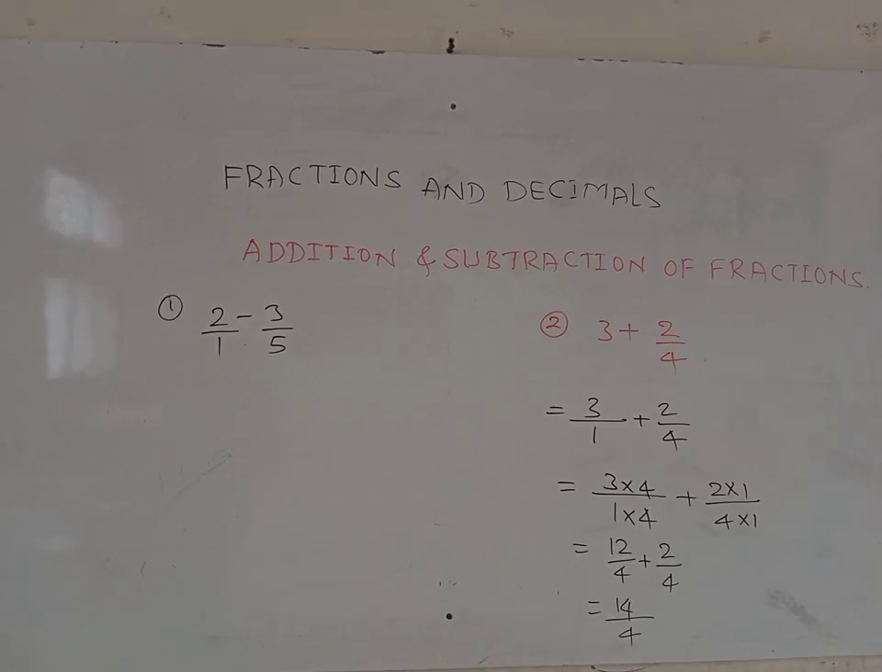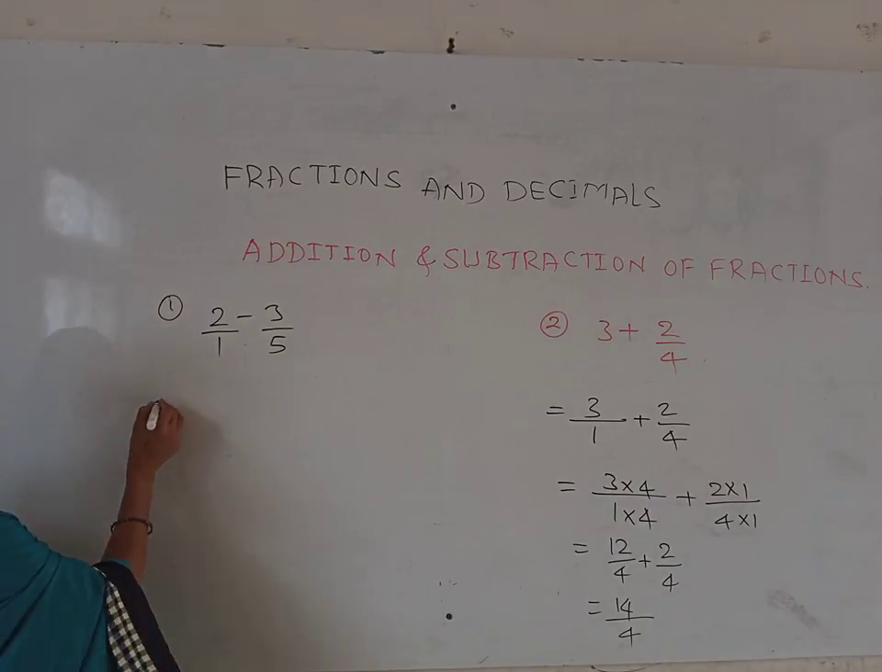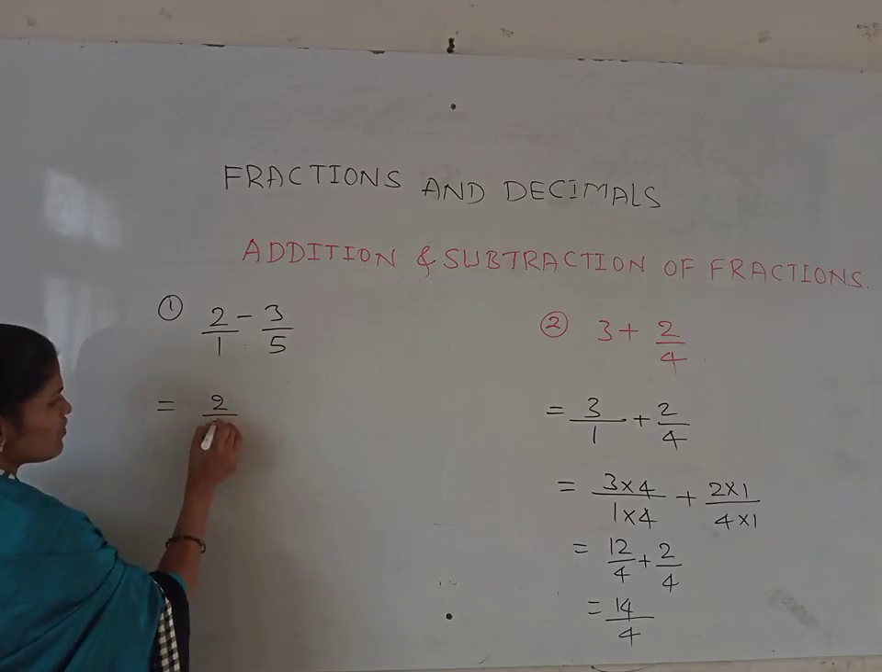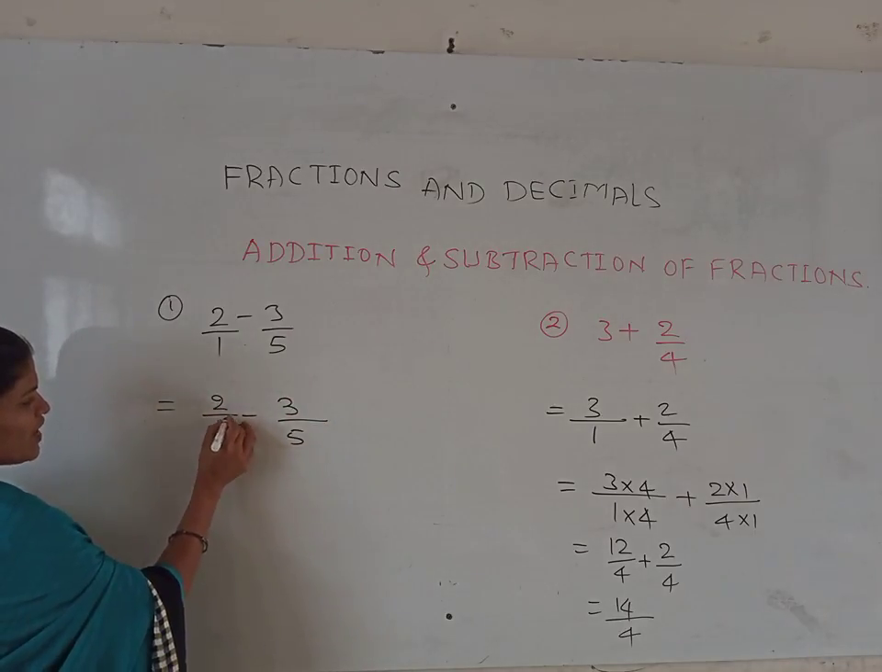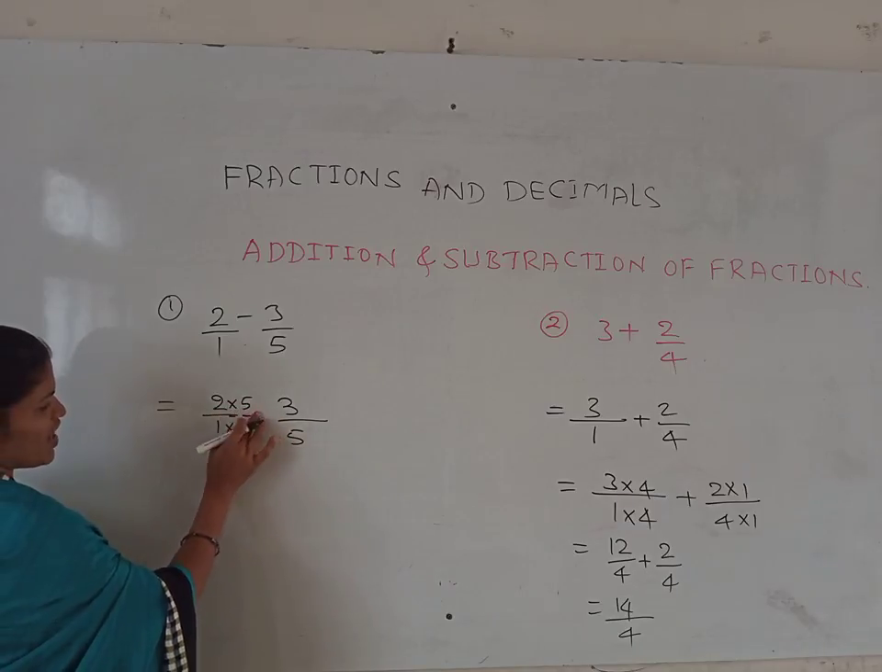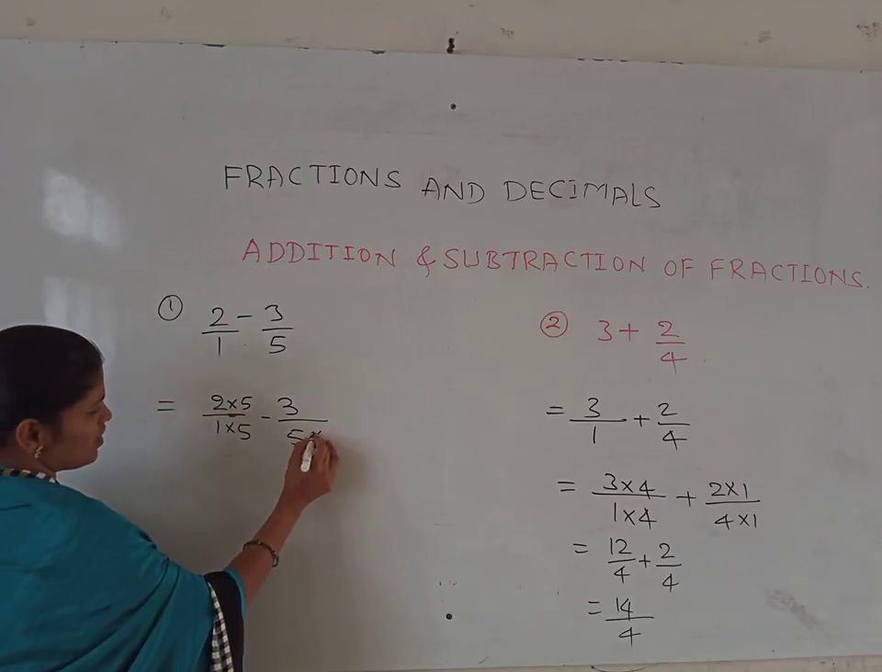See here, the denominator is 1 here. 2 by 1 minus 3 by 5. What is the LCM? 1 and 5 is 5 itself. So 1 5s are 5, 5 1s are 5.